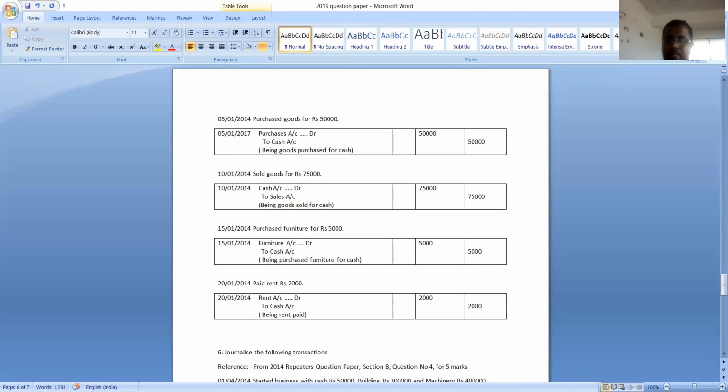Understood? Paid rent means rent is expenditure, so debit all expenses and losses. So rent account, a nominal account, should be debited. Paid means cash we have paid. Cash is a real account. What is the rule of real account? Debit what comes in, credit what goes out. When you paid rent, cash goes out of the business, so you should credit cash account. Understood? This is how we should pass the journal entries.